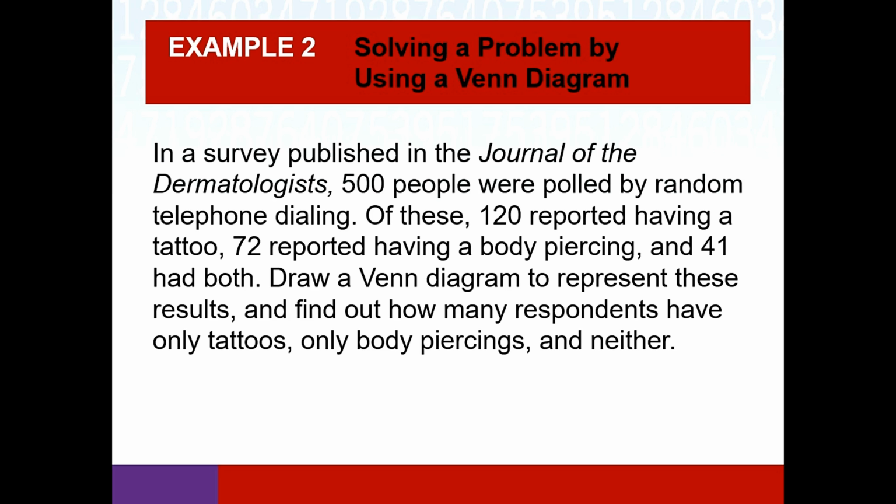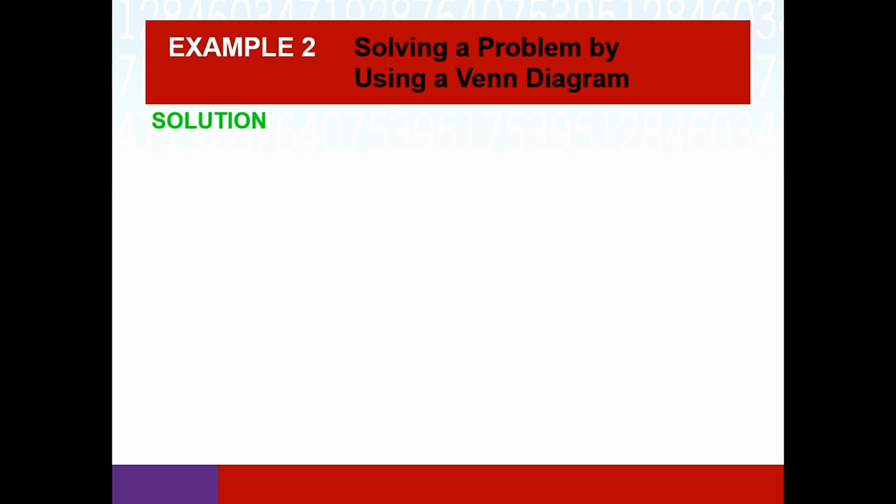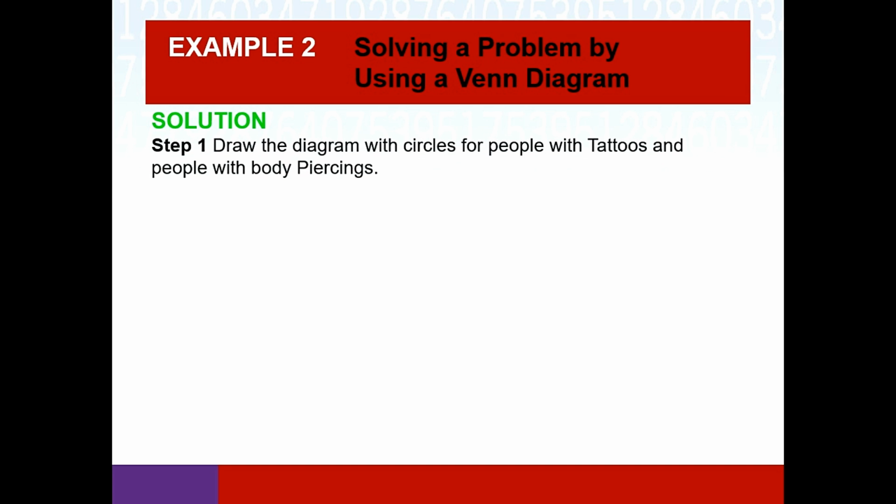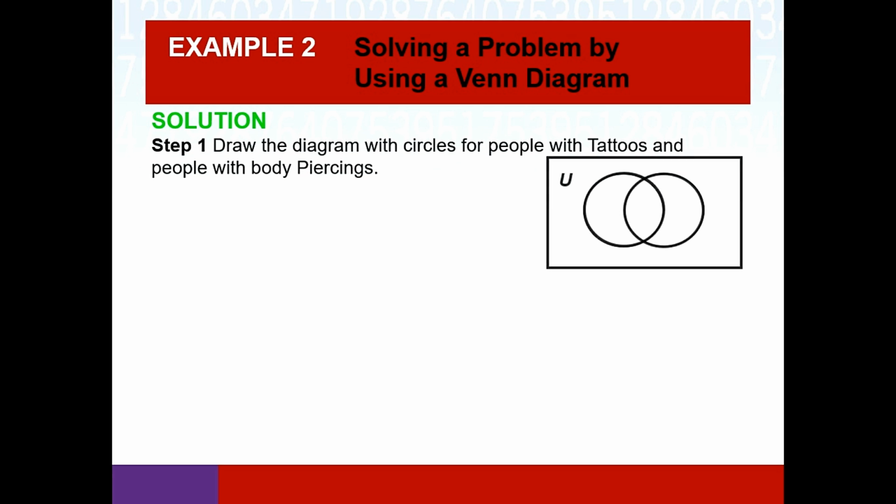Of this, 120 reported having a tattoo, 72 reported having a body piercing, and 41 had both. Now, draw a Venn diagram to represent these results and find out how many respondents have only tattoos, only body piercing, and neither. Okay. Now, the solution for that is the same as what we did in example number 1. We will draw a Venn diagram representing our tattoos and body piercing, with the regions 1, 2, 3, and 4.